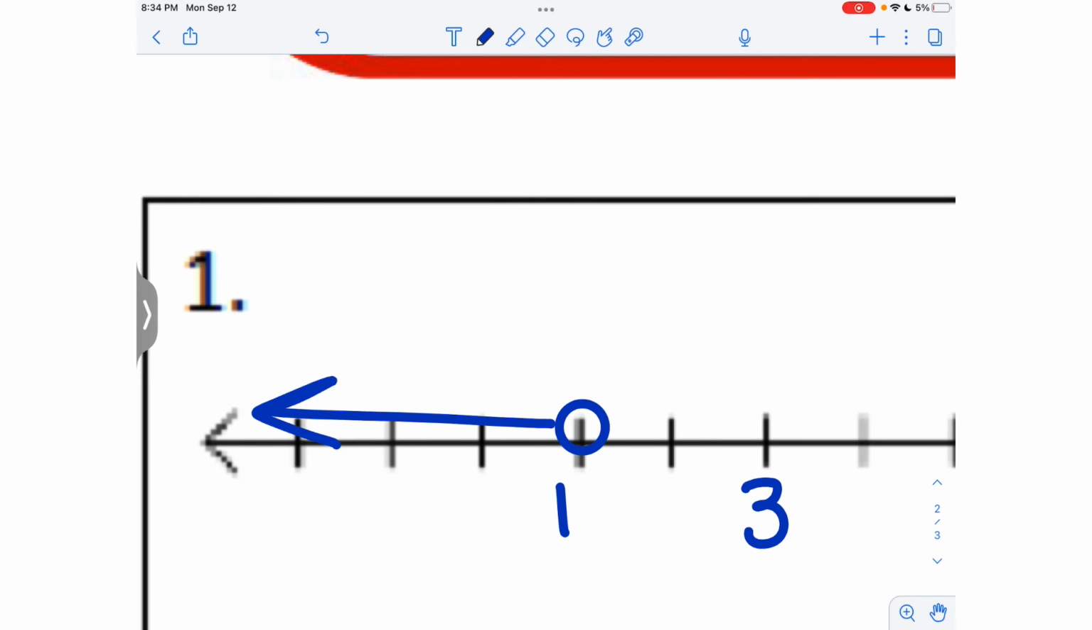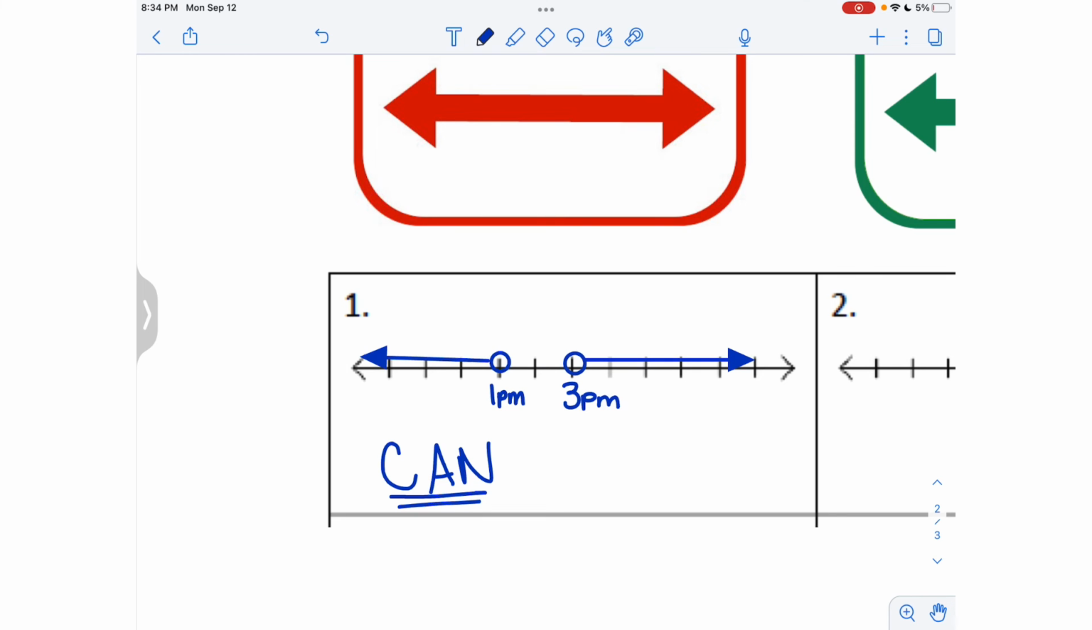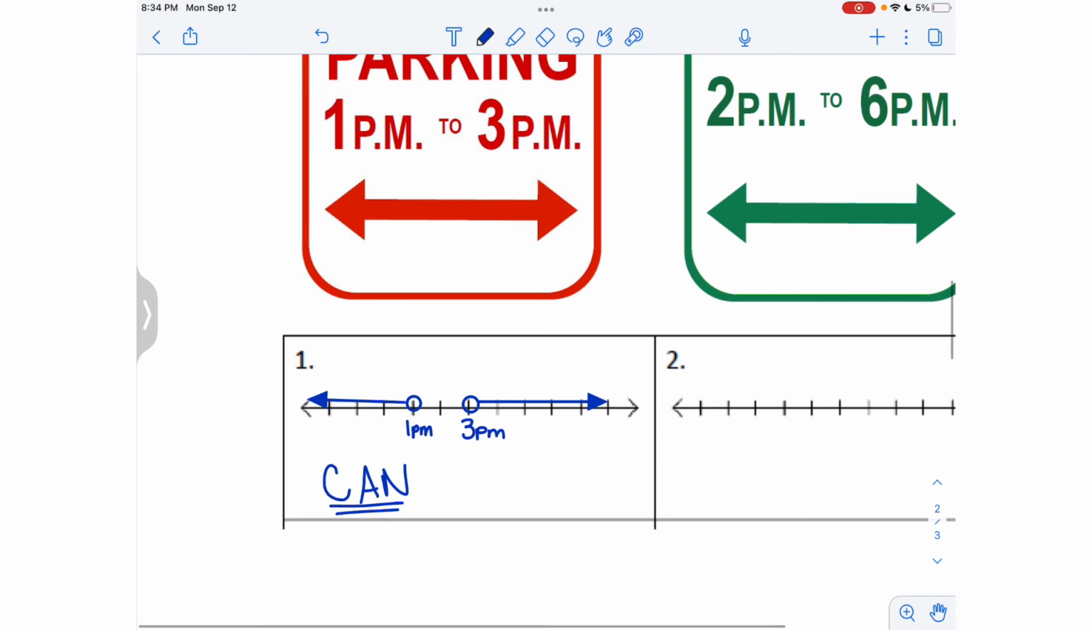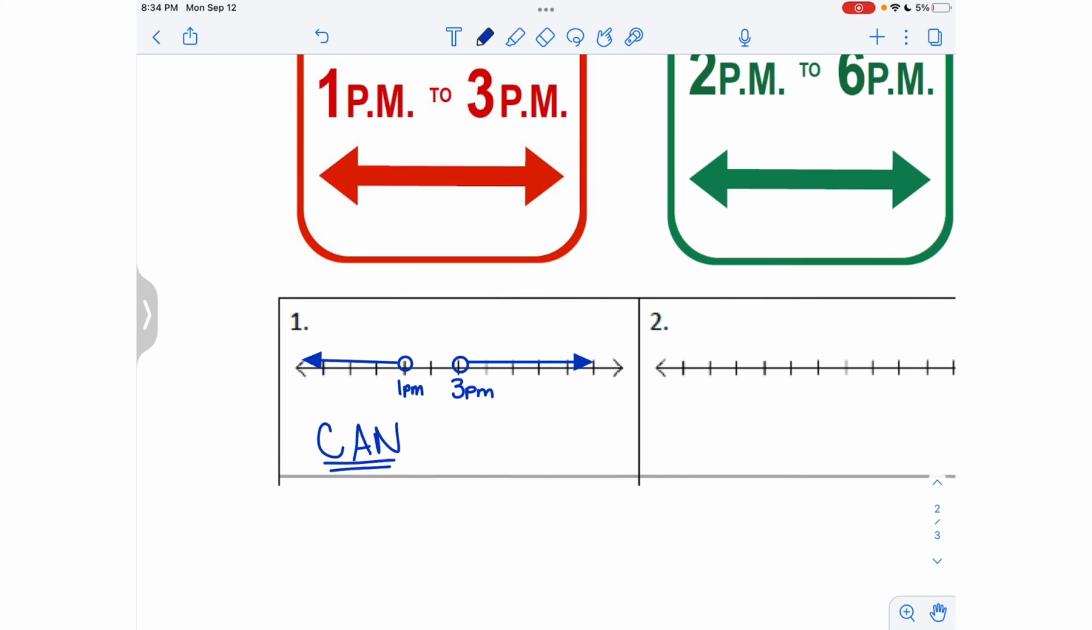So I can park before 1 p.m. and I can park after 3 p.m., but I cannot park in between these times. So it looks like this, and these are open circles because I cannot park starting exactly at 1 p.m. So that's a no. You're not allowed to park there, so it's an open circle.